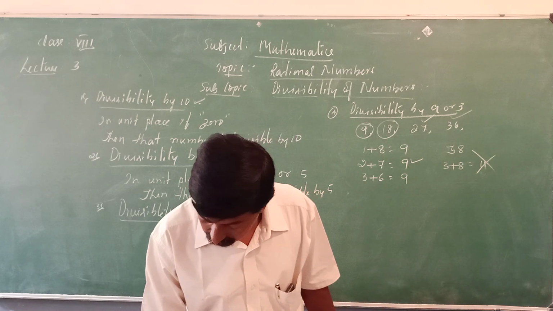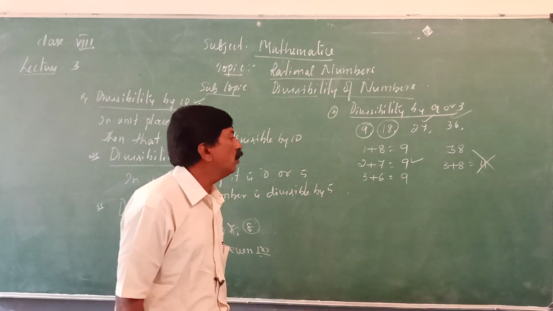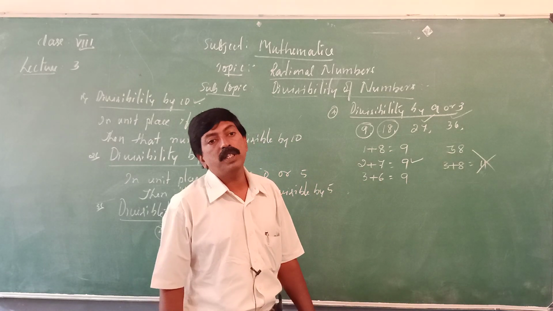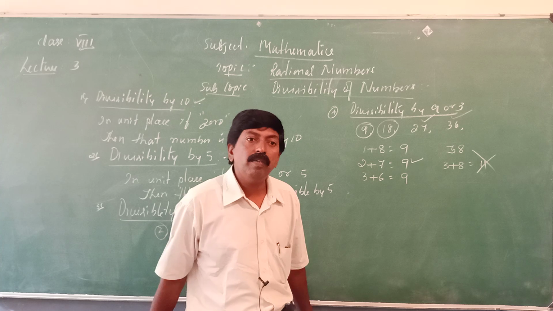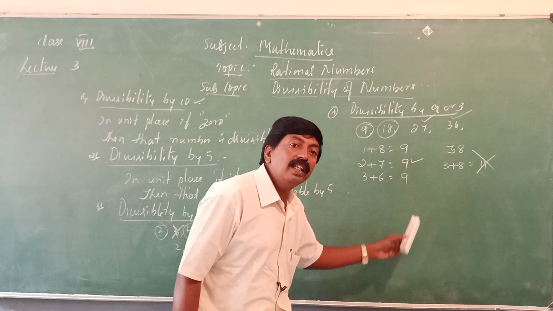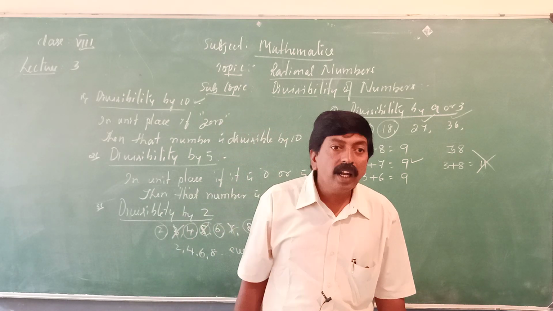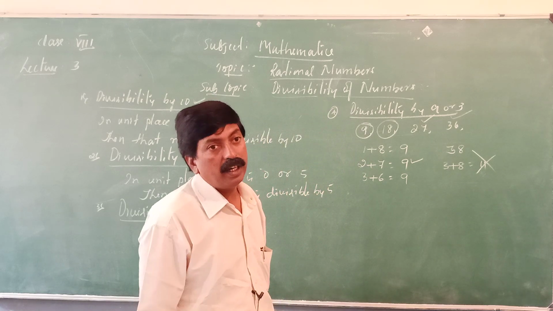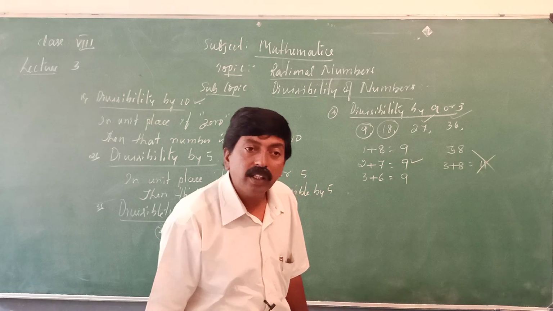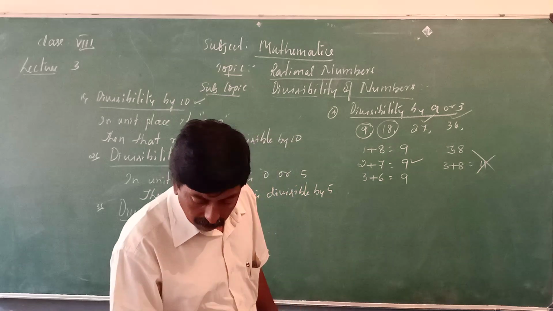For 9 and 3 we follow the same rule. If a number is divisible by 9, it is definitely divisible by 3. If it is divisible by 3, it may or may not be divisible by 9. You can check it like this: add all the digits, and if that sum is divisible by 9, it is definitely divisible by 3 because 9 is a multiple of 3. 3 threes are 9, therefore 9 is also divisible by 3.